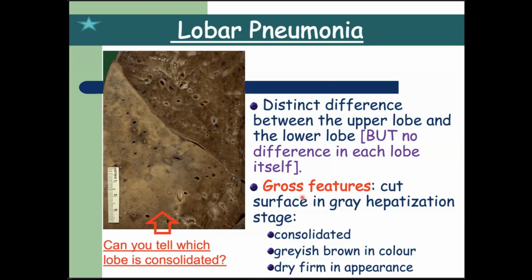So the gross features are three. There's consolidation, grayish brown in color, and dry and firm in appearance. So these can be a question of MEQ, you know, the short theory question, or it can be an MCQ also. And I can also write a history on it and then give a question on it. So these are the gross features of lobar pneumonia.